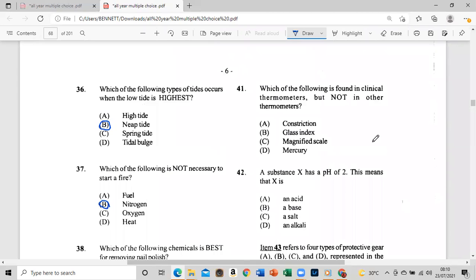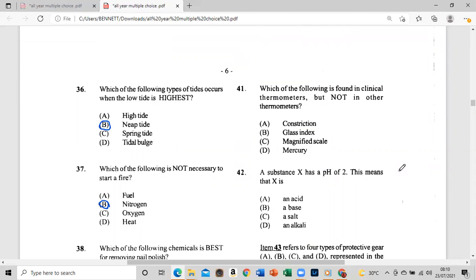And we are on to 41. Which of the following is found in clinical thermometers, but not in other thermometers? So it's only in clinical. Is it A, constriction, B, glass index, C, magnified scale, or D, mercury? Which is found only in clinical thermometers, but not in the regular one? And that is a constriction.